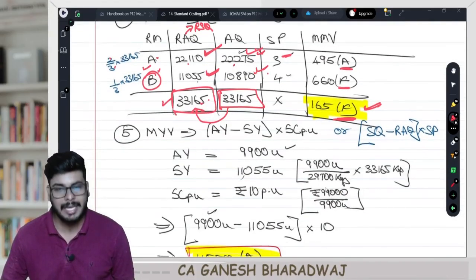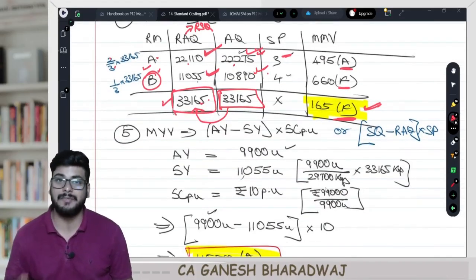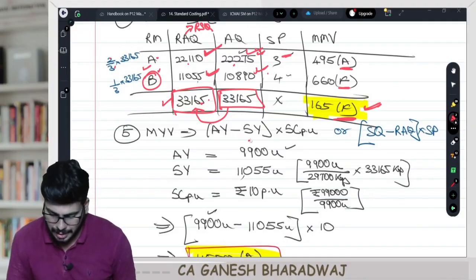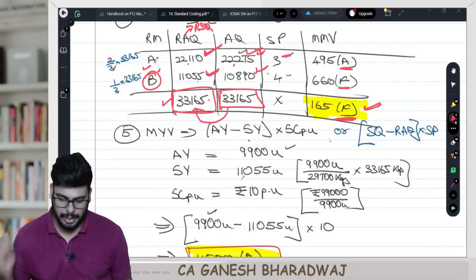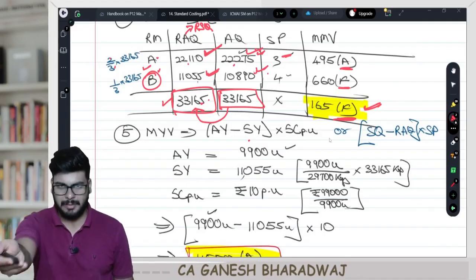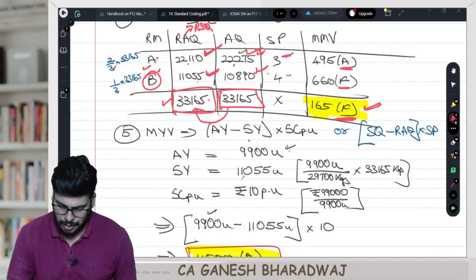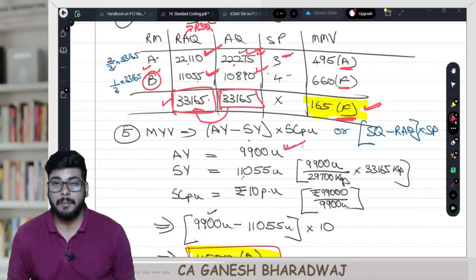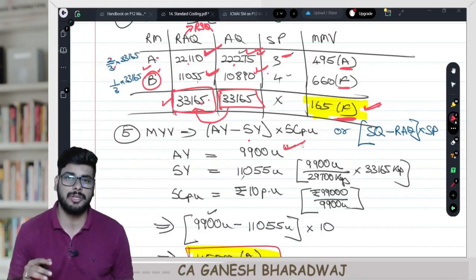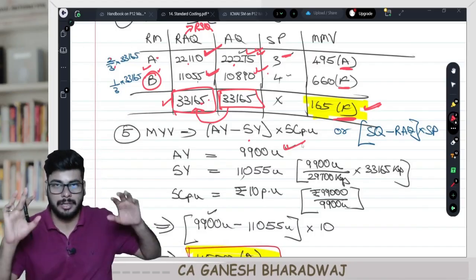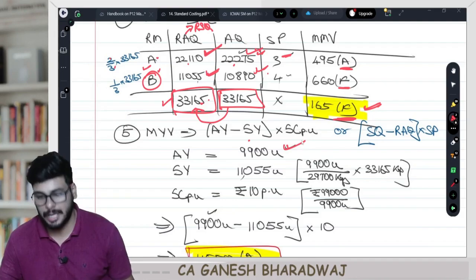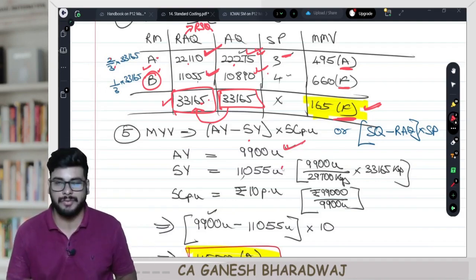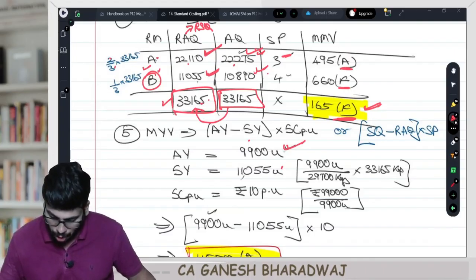Next, material yield variance. You can do it as a balancing figure, or I told you one of the formulas is actual yield minus standard yield into standard cost per unit. Now guys, what is the actual yield? Yield is basically output. Using my material cost, 9,900 units have been produced, right? But how many units should have been produced for the kgs of raw material that has been inputted? How would we calculate that? Now all this calculation is not given in the study material. They have just mentioned the figures here. Now let me clearly tell you how this works.